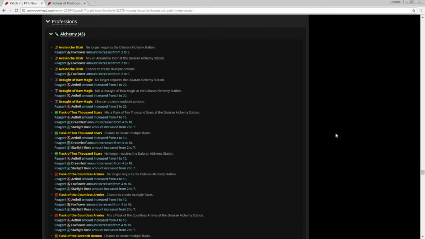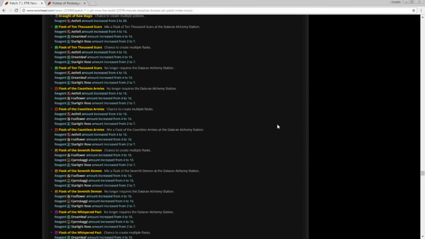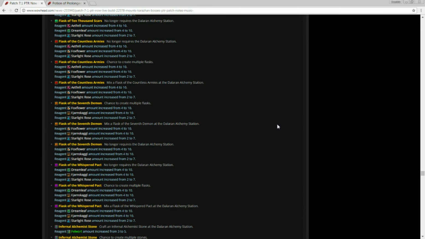Now, for Alchemy, you can see that they are increasing by double, if not more, the required material for everything. So all of the potions, all of the flasks, they're getting an increased amount of material by double, if not more. You can see all of the flasks are getting a 2-7 increase from Starlight Rose and a 4-10 from Fjarn, Aethril, and Dreamleaf. This is a good thing, of course.